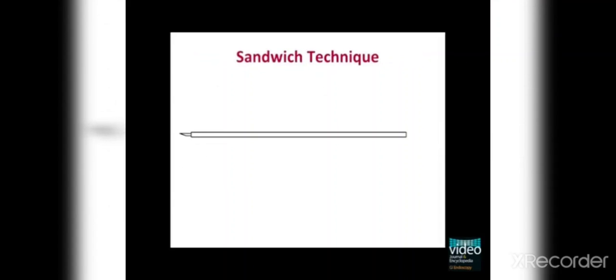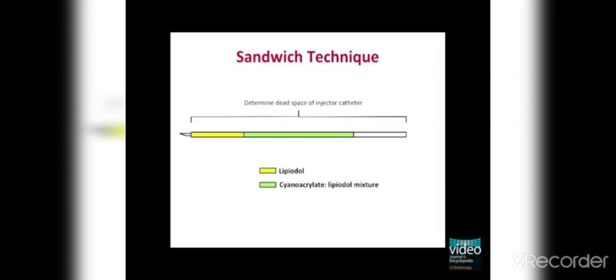One of the techniques used for obliteration of gastric varices employs the so-called sandwich technique. First, the dead space of the injector catheter is determined, usually anywhere between 1.5 and 2 milliliters, and then the injector catheter is filled with lipiodol, followed by a mixture of cyanoacrylate and lipiodol at a 1:1 or 1:1.5 ratio, followed by a volume of lipiodol.